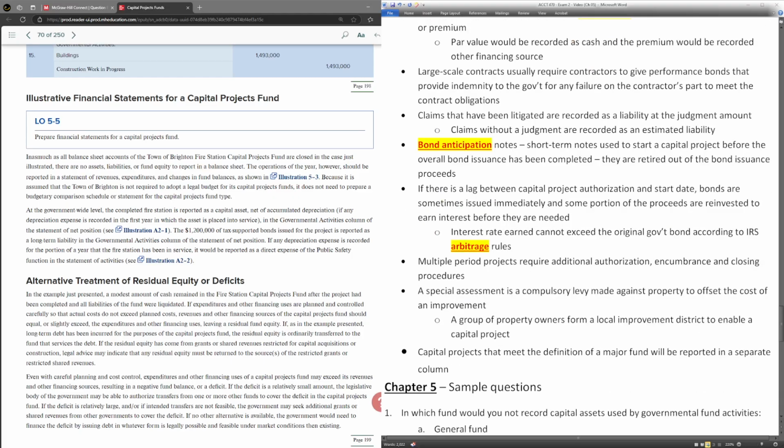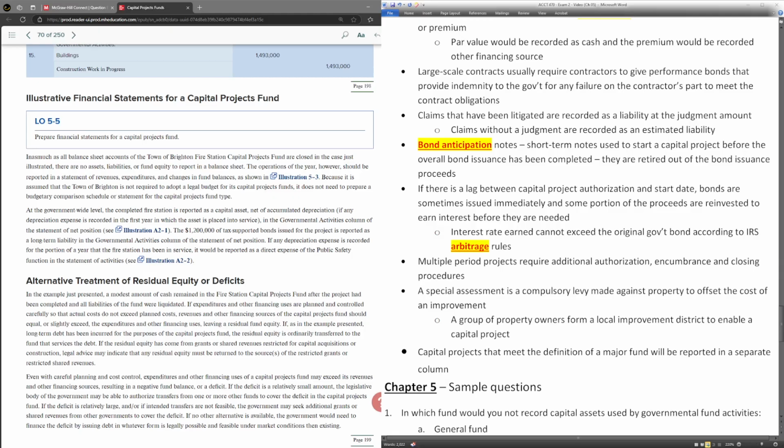If there's a lag between the capital project authorization and the start date, bonds are sometimes. So here, if the lag is even longer, or for example, let's say you've got a very efficient bond issuance, maybe you're a big city and people will buy your bonds immediately.